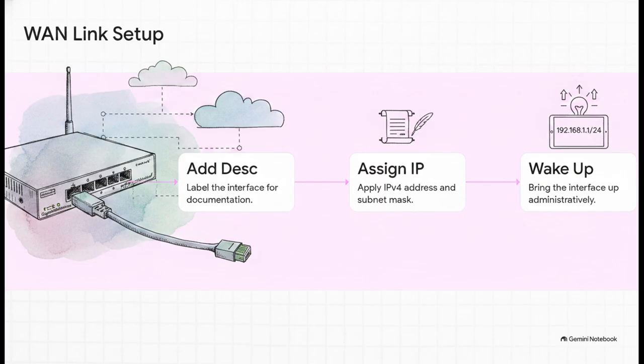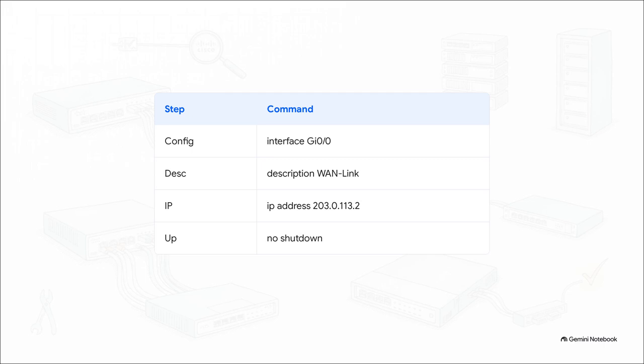First, we enter the interface configuration mode. Second, we add a description to document it for the future. Third, we assign the IP address provided by the ISP. And fourth, we wake the interface up. Let's look at the exact syntax for these steps.